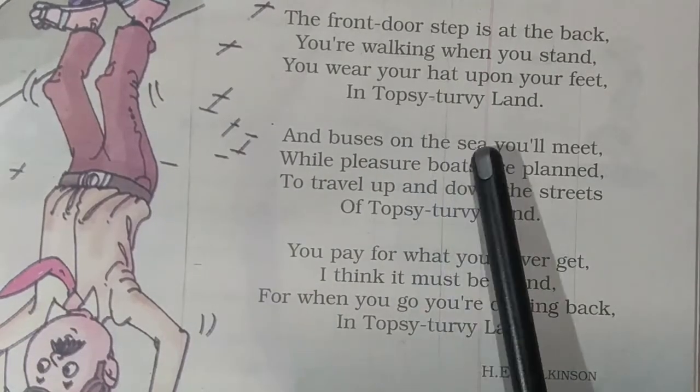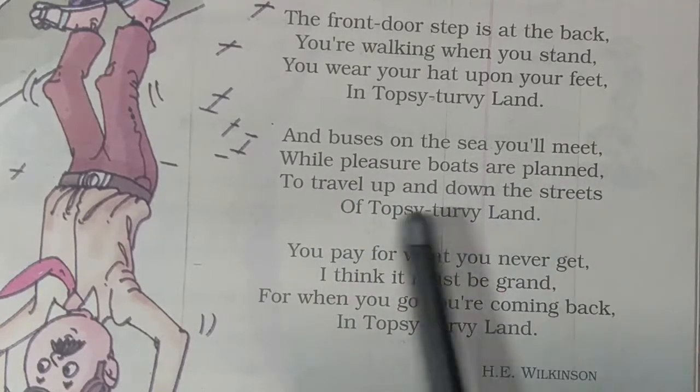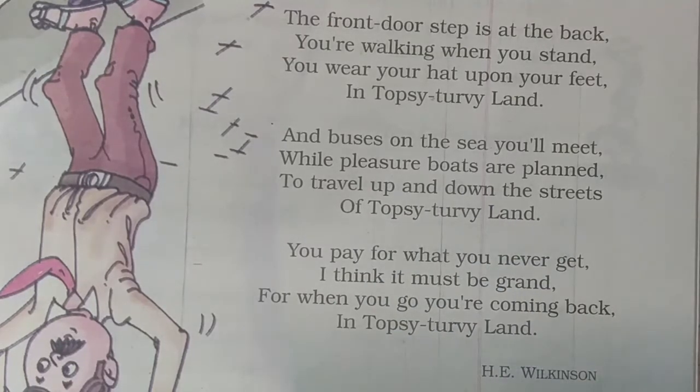And buses on the sea you will meet, while pleasure boats are planned to travel up and down the streets of Topsy-Turvy Land. So in our land, what do we see? The buses run on the land, on the streets. But in Topsy-Turvy Land, the buses are running in the sea. The buses are moving on water. And in our land, the boats sail in the water, in the rivers. But in Topsy-Turvy Land, the boats are moving on the land. The boats are running up and down the streets.